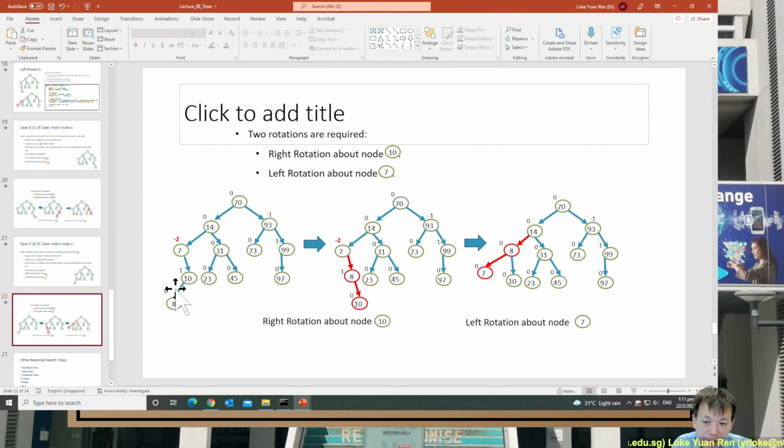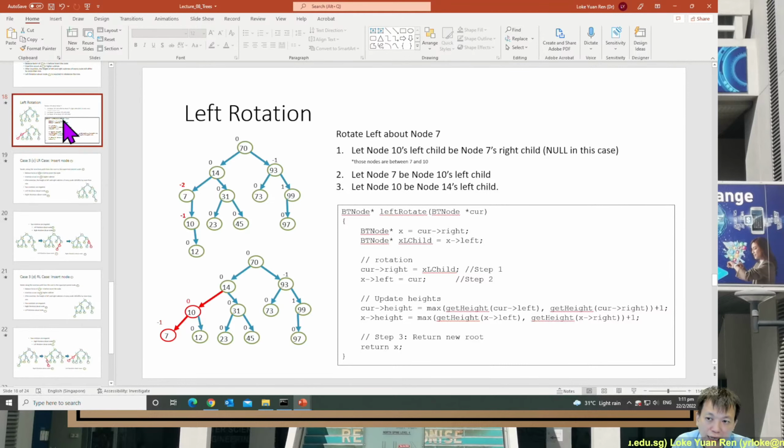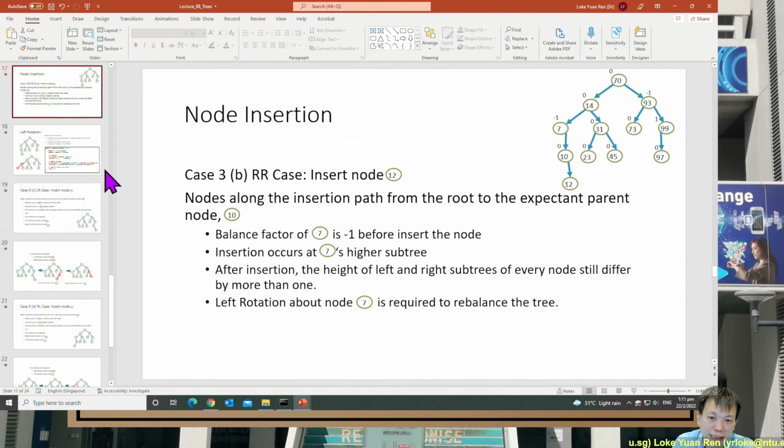It will become 1 after you insert the nodes here. So you just determine whether it's 1 or -1. If it's -1, for the right child, you find that this is -2, right? Then you just check the balance factor of its right child. If the balance factor of the right child is -1, you know that this is a RR case. This is a RR case. You just need to do the left rotation.